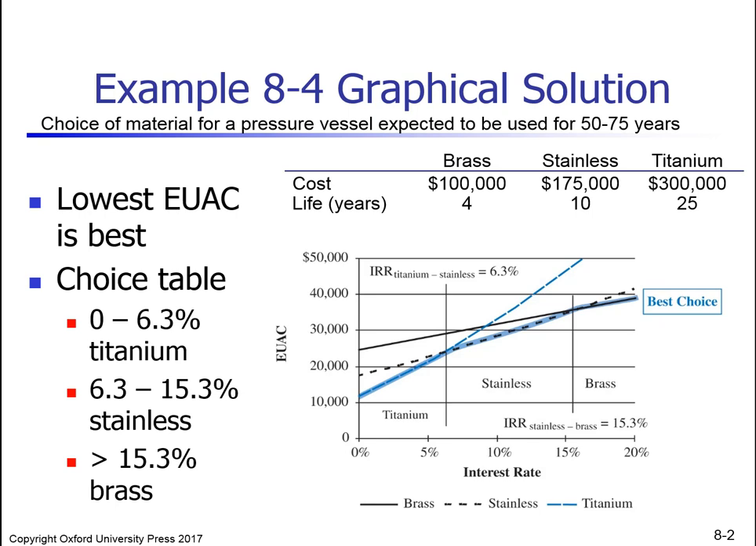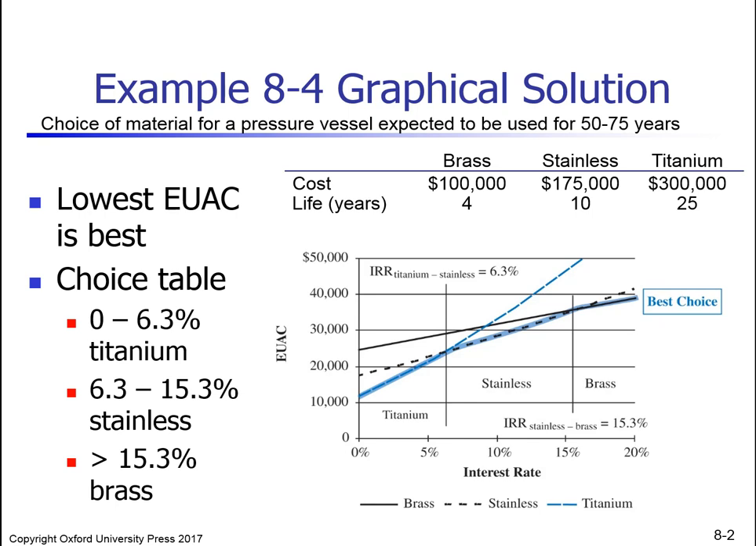This pressure vessel is expected to last for 50 to 75 years, will not have any salvage value at the end, and the less expensive option is expected to last not nearly as long as the more expensive option. And so in this case, we're going to do an annual evaluation. We're going to look at this in terms of an expected uniform annual cost, because there won't be any direct benefit other than this is going to serve the purpose that we have, and all of them will have the same benefits for the year.